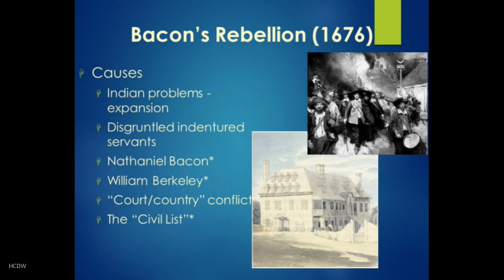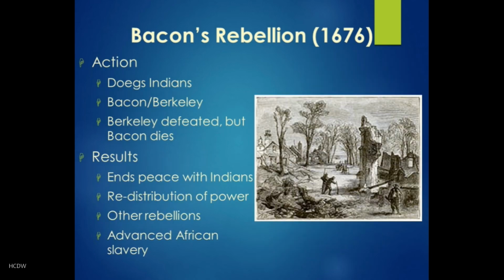Now, this could have wound up as a major shift in the power balance in the colonies, had not Nathaniel Bacon taken ill not long after this and died. His supporters were then factionalized and broken up, and order was restored. So, Bacon does not manage to seize power. Nonetheless, we have this dramatic episode that highlights so many of the conflicts within the colonies at that time.